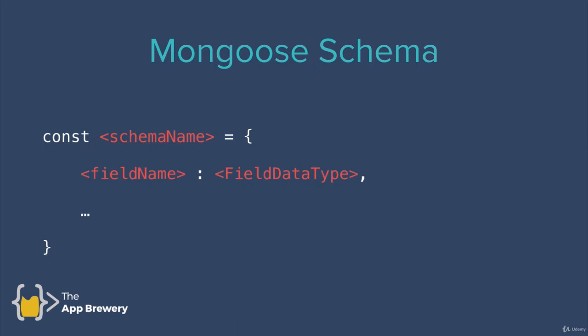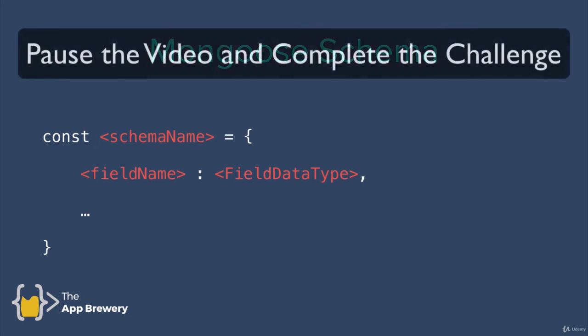We have the const keyword, then we specify the schema name, and then we set it to equal a new JavaScript object with a key value field. And the key is going to be the name of the field, and the value is going to be the data type of our field. So you've done this before. Pause the video and try to complete the challenge.